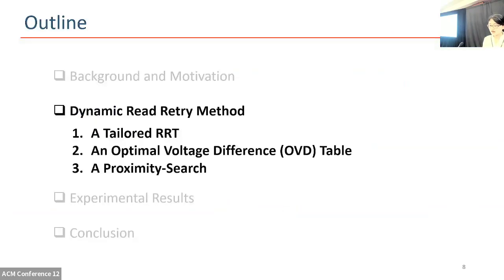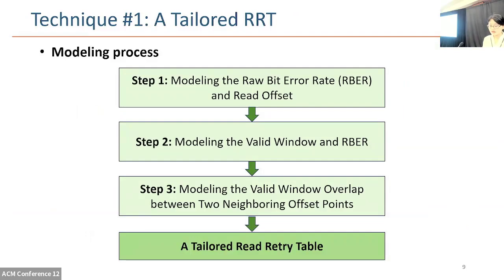In the following, I will introduce how our dynamic method works, including 3 methods: a tailored retry table, an optimal voltage difference table, and a proximity search method. Now let's first discuss the development of a tailored retry table. It's constructed through modeling and based on the experimental results. I will introduce this process step by step.